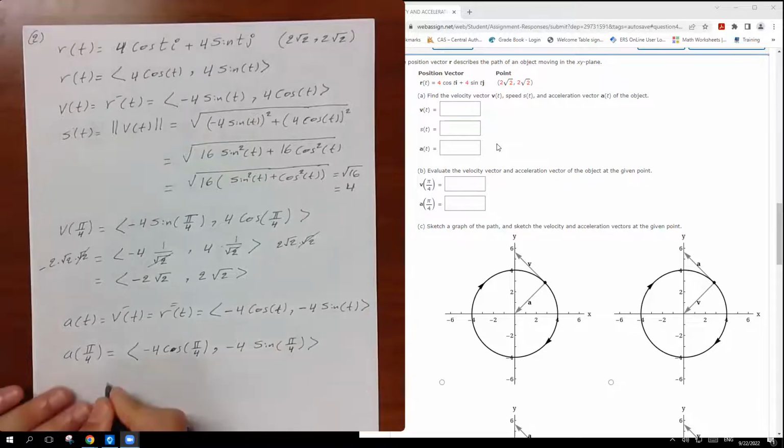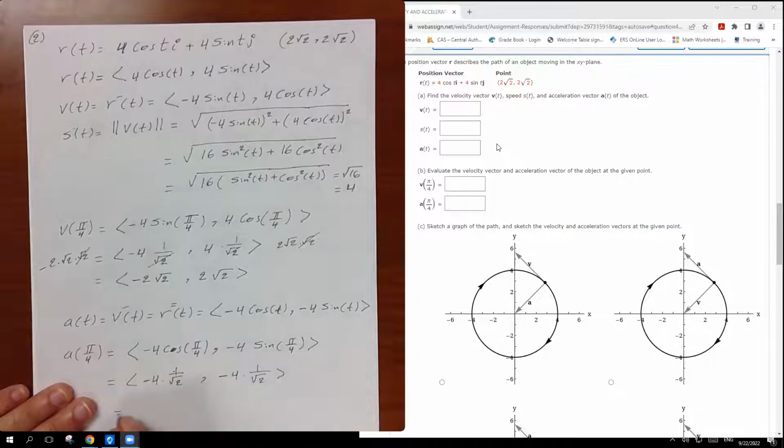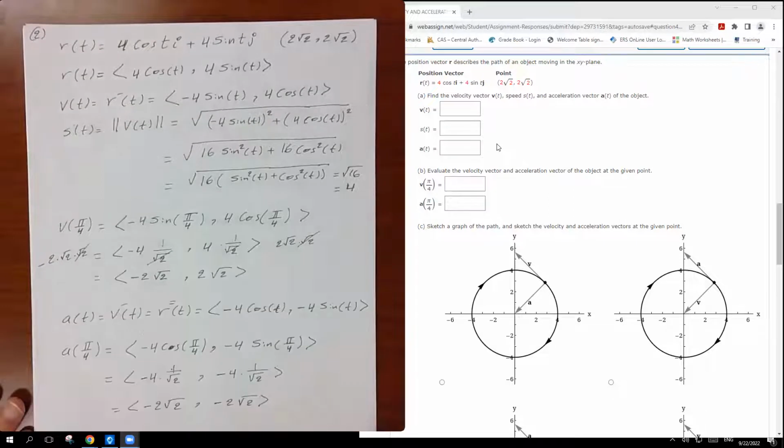Now this one is going to be -4 times 1/√2, and this is -4 times 1/√2. Simplify these, so it's going to be -2 √2, and here's -2 √2. So that's the acceleration at pi/4.